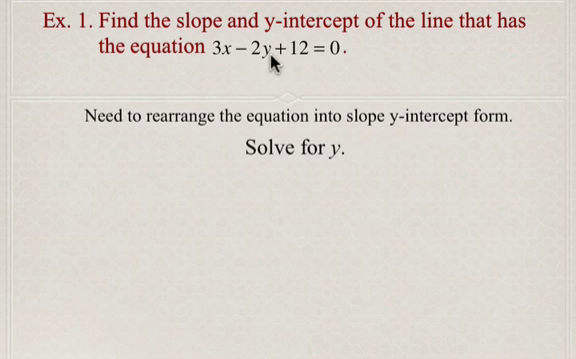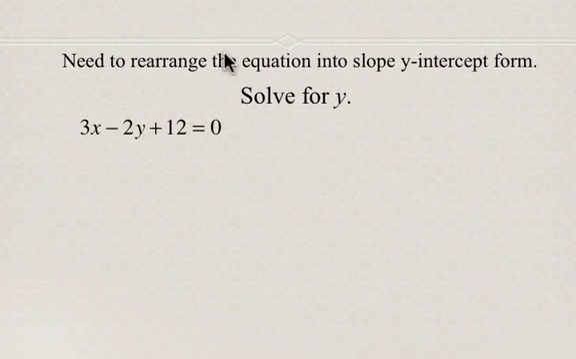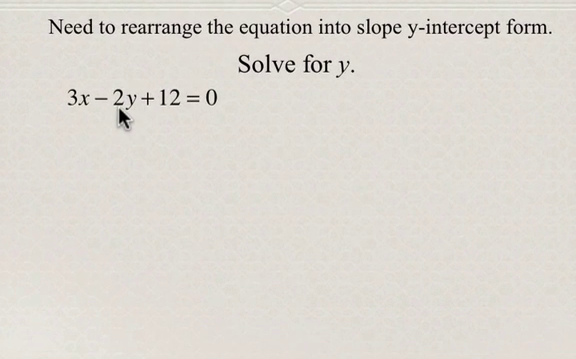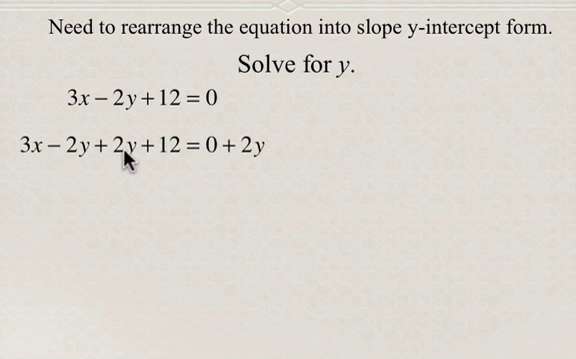Now, that means we get y all by itself, and then we have the equation in y equals mx plus b, and then we'll be able to find the slope and the y-intercept. The first thing we have to do is write the equation. The easiest way to solve for y is to add 2y to both sides to isolate the y variable. So we add 2y to both sides of the equation, and we're going to switch this around, so 0 plus 2y is 2y, and we bring that to the left-hand side of the equation.